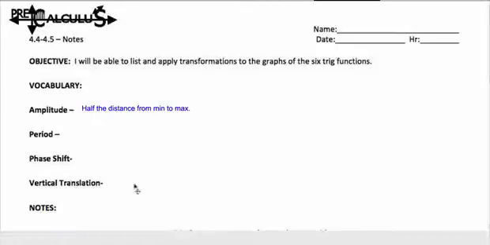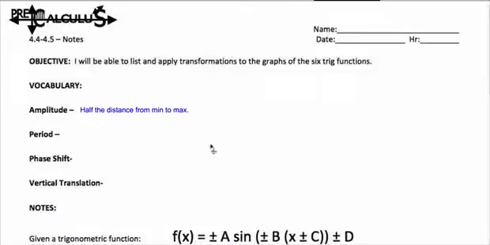So the first one is amplitude, and that's half the distance from minimum to maximum. So just to give you a little sketch here, if we have a trig function like this, the amplitude would be from here to here. This is our amplitude. Okay, or from here to here is our amplitude.